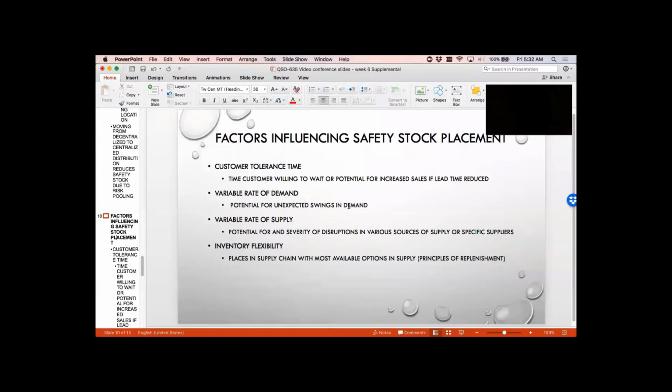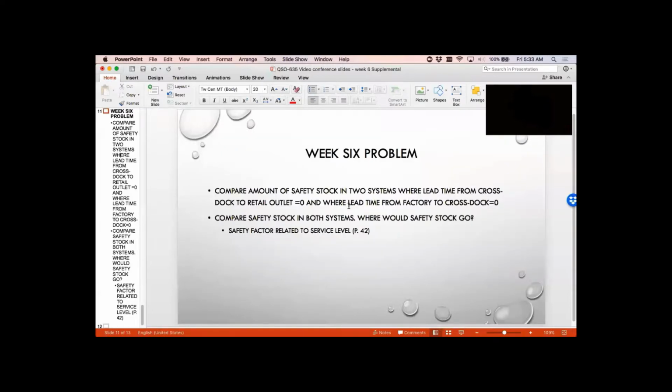And basically, it's going to give you a problem where you compare the amount of safety stock in 2 systems. You have a factory, a cross dock, and, oh, you have 2 retail outlets, sorry. So it says, compare the amount of safety stock in 2 systems where lead time from a cross dock to retail outlet equals 0, and where the lead time from the factory to the cross dock is 0. And it's going to say, compare the safety stock in both systems.